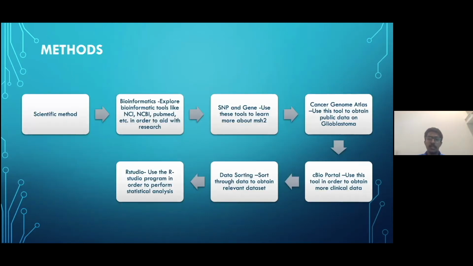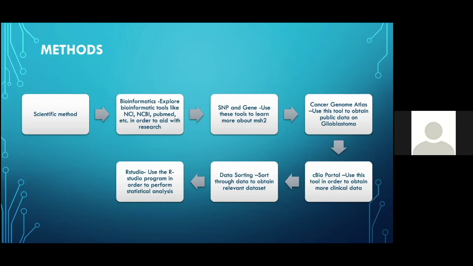I started off this project by learning about it, and I used that to design my hypothesis along with background research. The second step was to use bioinformatic tools. I used the National Cancer Institute, National Center for Biotechnology Information, PubMed database, and others to perform background research on both glioblastoma and MSH2. Next, I used the SNP and gene databases. These tools helped me learn specifically about the hMSH2 gene.